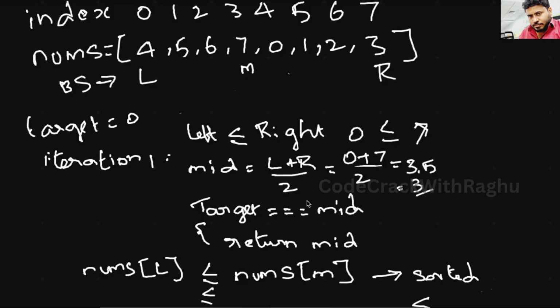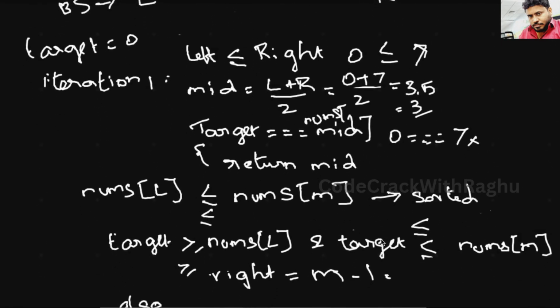So we calculated the mid, and we have one calculation like nums of mid. If the target is equal to nums of mid, the target is 0, and our nums of mid is 7. If both are equal, we can directly return the mid index. But currently this condition is not satisfied, because 0 is not equal to 7. So we are going to check the below conditions.